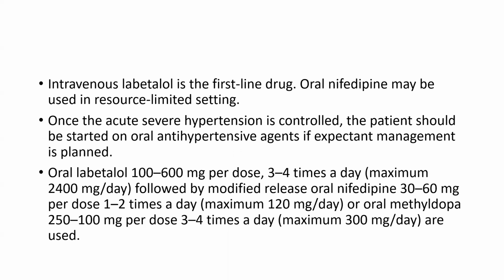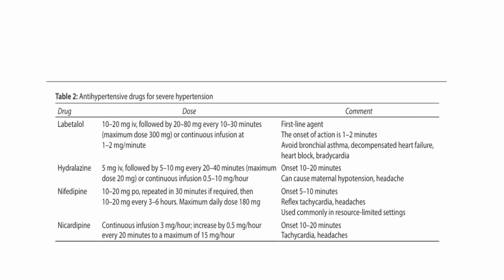Once the severe hypertension is controlled, the patient should be started on oral antihypertensive agent if expectant management is planned. Oral labetalol 100 to 600 mg per dose, 3 to 4 times a day. Maximum is 2400 mg per day, followed by modified release oral nifedipine 30 to 60 mg per dose, 1 to 2 times a day. Maximum 120 mg per day. Or oral methyldopa, that is 250 to 1000 mg per dose, 3 to 4 times a day. Maximum is 3000 mg per day are used.